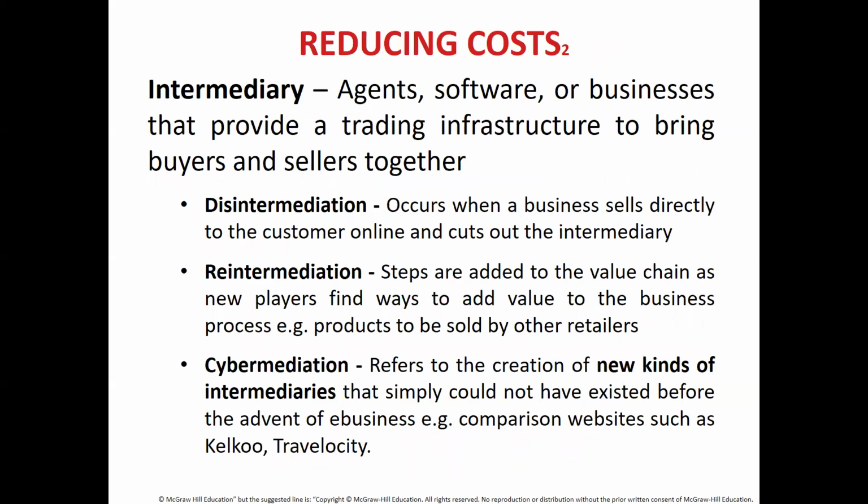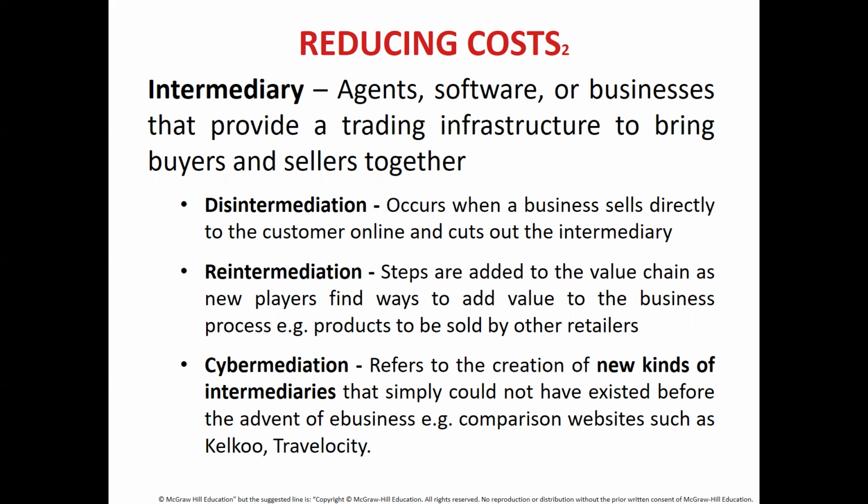Reducing costs. Intermediaries are agents, software, or businesses that provide a trading infrastructure to bring buyers and sellers together. This is done in the form of disintermediation, which occurs when a business sells directly to the customer online and cuts out the intermediary. An example is Tapoos selling their products and services via e-commerce websites.